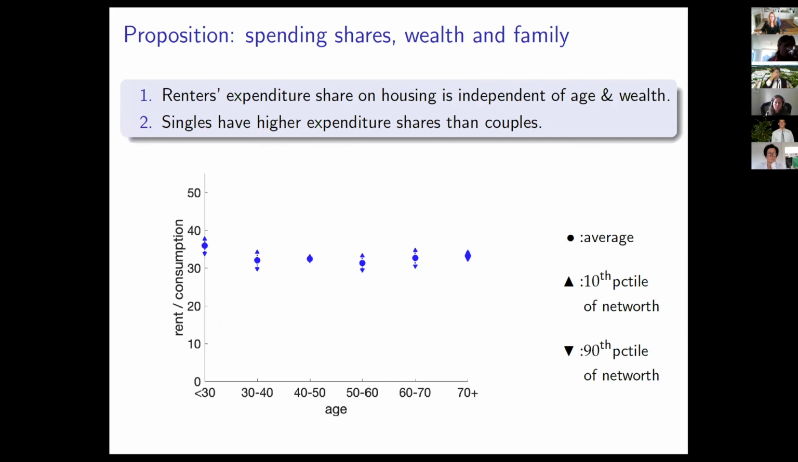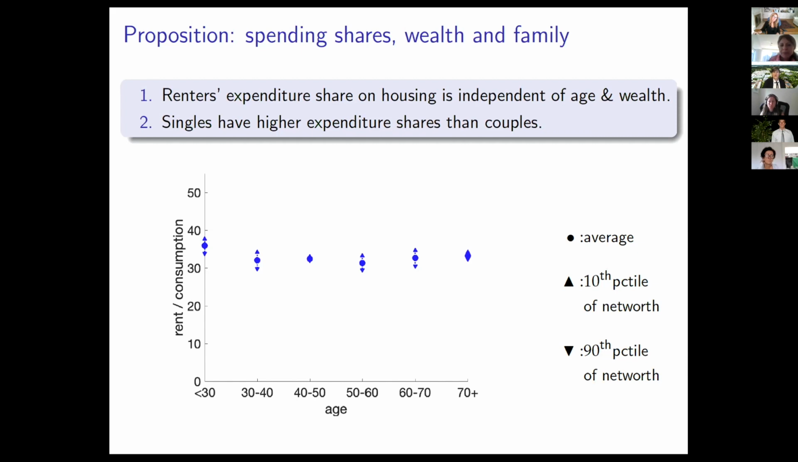The first set of results we're going to look at is a direct implication of this new housing technology we propose. So as in standard models, we're going to find that expenditure shares on housing are independent of age and wealth, but importantly here, they do depend on family status. In particular, singles spend more on rent than couples. Now, okay, let me first show you this first prediction in the data, and then I'll move on to the second.